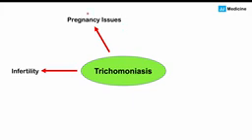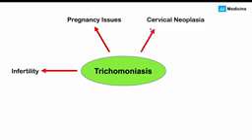And not only those symptoms we just talked about, but trichomoniasis can also cause a multitude of complications. Some include infertility, so there's a higher rate of infertility in patients who are infected with trichomoniasis. There can be pregnancy issues. There can be issues with cervical neoplasia. So these organisms may actually cause issues with the cells of the cervix multiplying too much. So there can be an increased risk for cervical cancer.